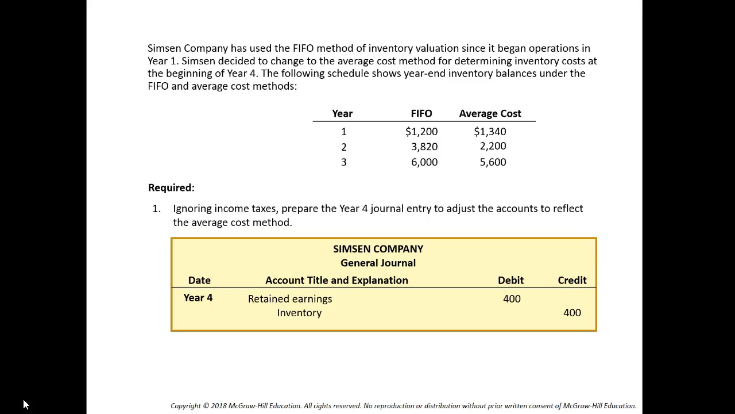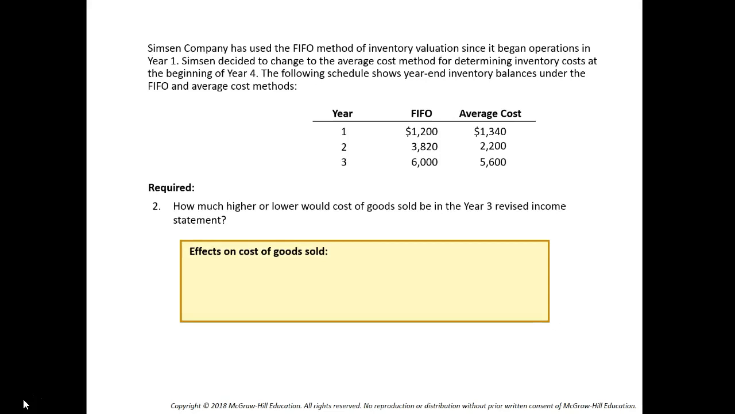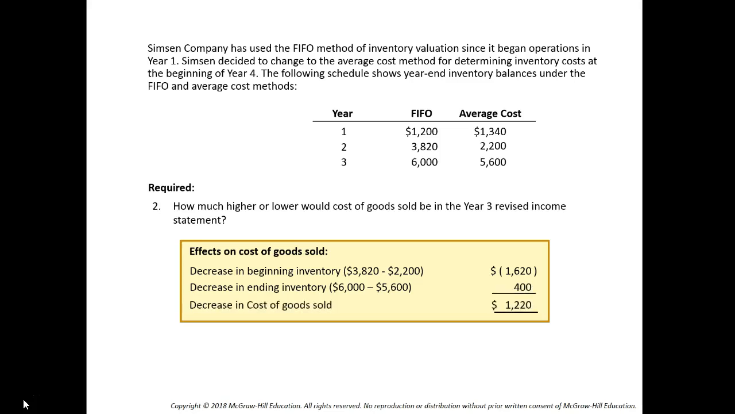Average cost $5,600, FIFO $6,000. So by changing it from FIFO to average cost, we would reduce our inventory and debit the retained earnings. How much higher or lower would cost of goods sold be in the year 3 revised income statement? Well, the decrease in beginning inventory is $1,620. The decrease in ending inventory is $400. So the net decrease in cost of goods sold would be $1,220.